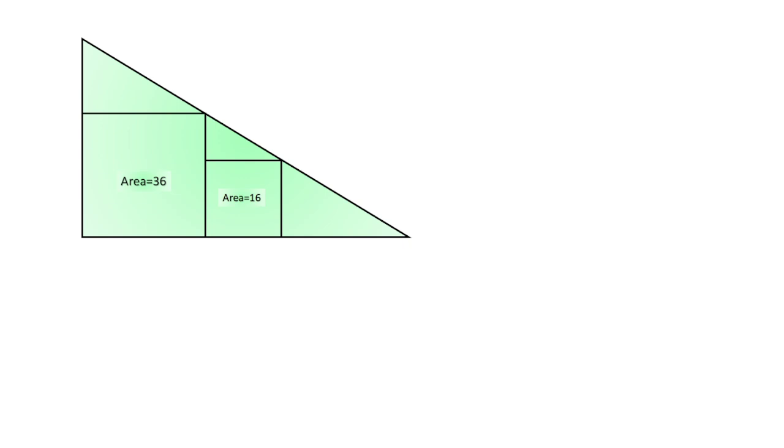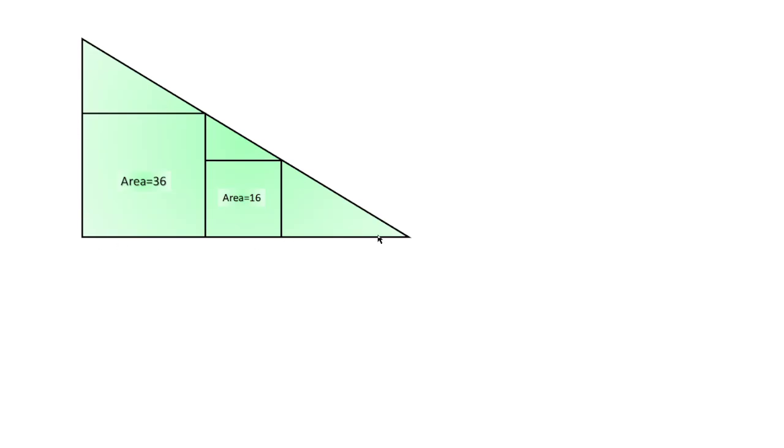In this question, there is a right angle triangle, and inside this right angle triangle, two squares are inscribed in such a way that the bigger square's area is given as 36 unit square and the smaller square's area is given as 16 unit square. Then we need to find the area of this right angle triangle.